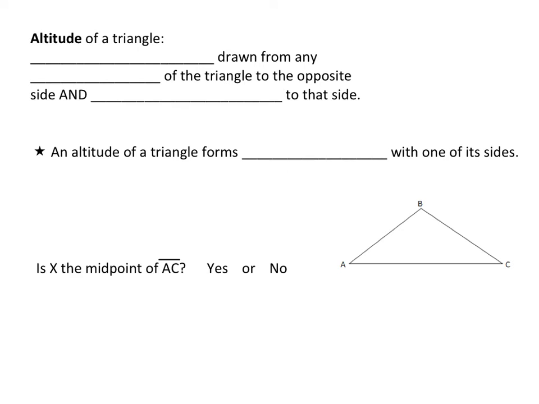Another new word for us is the altitude of a triangle. So an altitude of a triangle is also a line, just like a median is a line, but this line is going to be a little different. It's a line drawn from any vertex of the triangle to the opposite side, so similar to the median so far, but when the line is drawn from any vertex to the opposite side, it's going to be perpendicular to that side. Remember, perpendicular is 90 degrees. We would be forming a right angle with the altitude of our triangle.